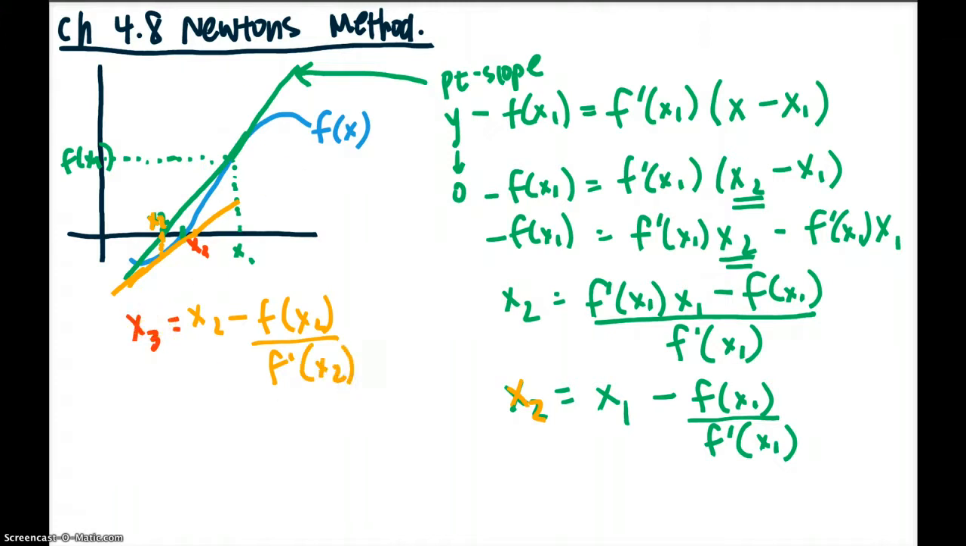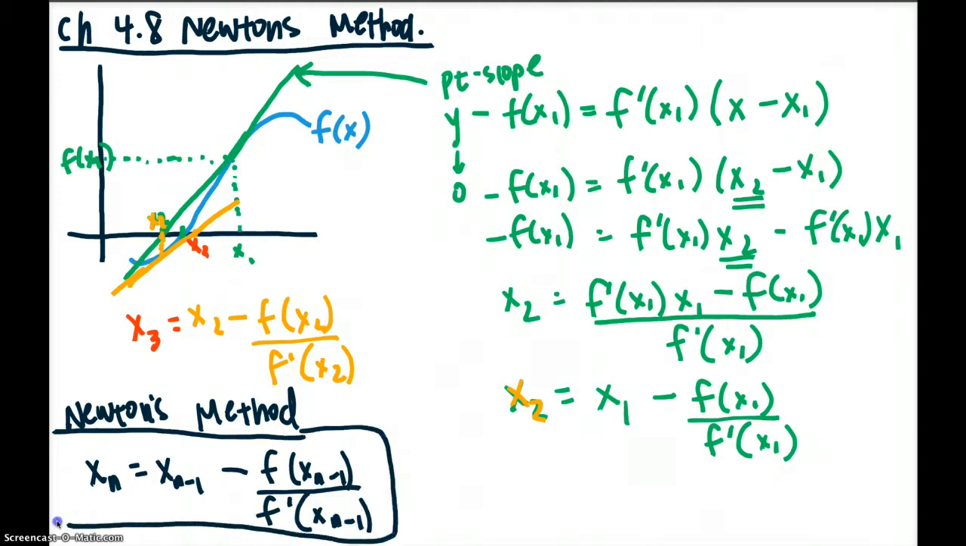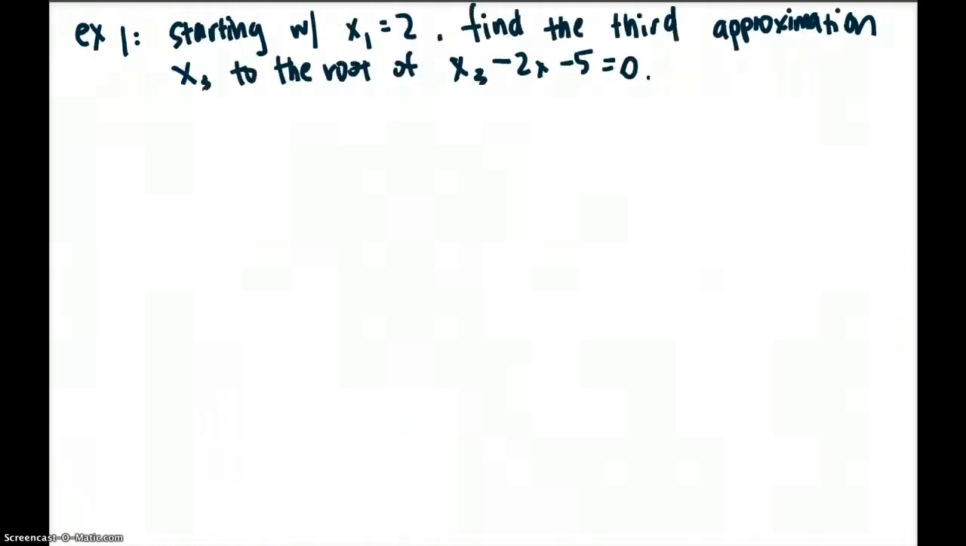Okay? So what this actually does is it gives you a formula which is known as Newton's method. It tells me x sub n is going to equal x sub n minus 1 minus f of x sub n minus 1 all over f prime of x sub n minus 1. And this will be our Newton's method. So let's try an example next.